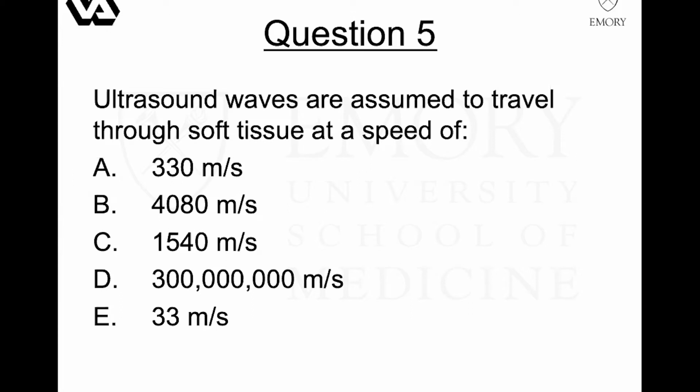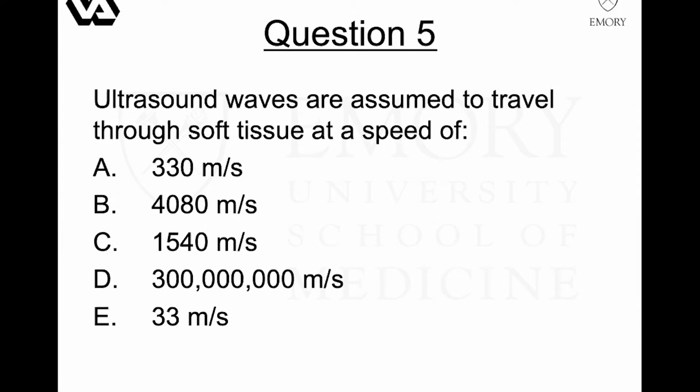So let's look at this question. Ultrasound waves are assumed to travel through soft tissue at the speed of 330, 4080, 1540, 300 million, or 33. It's 1540. That's correct. Logan is right. He killed it. 1540 meters per second. What is 330, Logan?